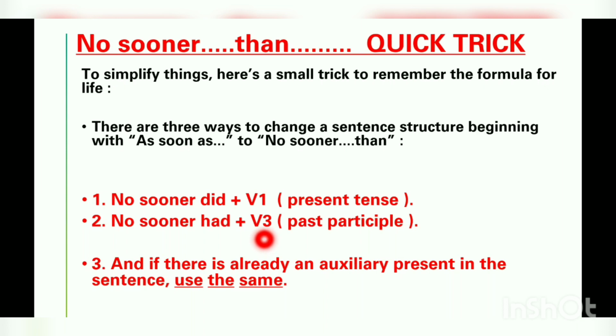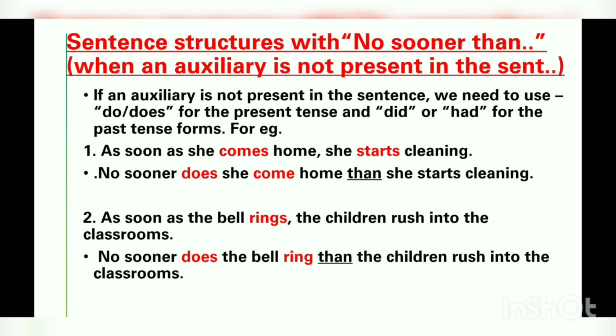So this will be used where the auxiliary is not present. So we have these. And if there is already an auxiliary present in the sentence, we use the same auxiliary. And we do not use did or had there. Now let's see what this further means. When an auxiliary is not present in the sentence, how would we change? We need to use do or does for the present tense and did or had for the past tense forms. So let's see.